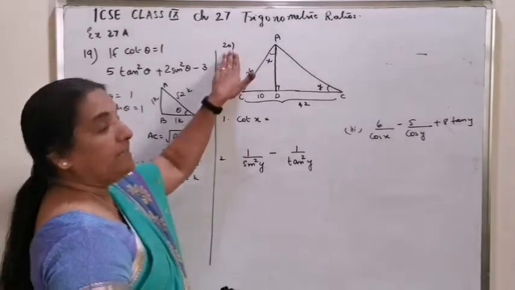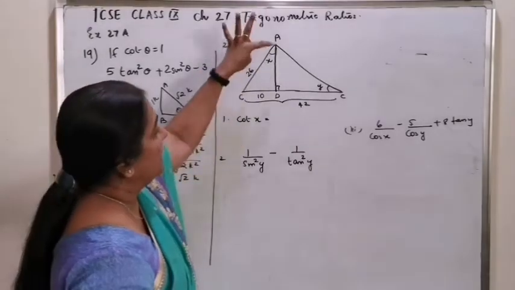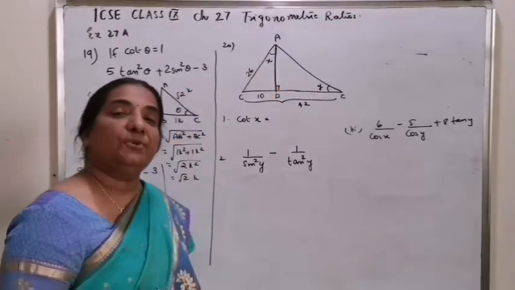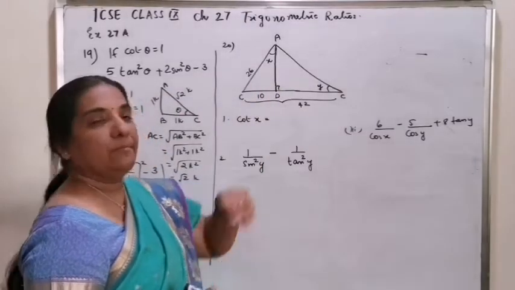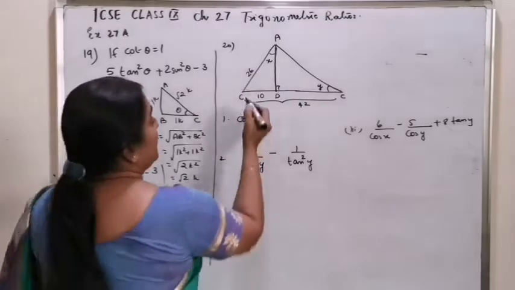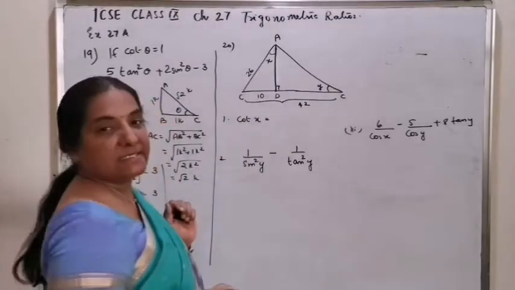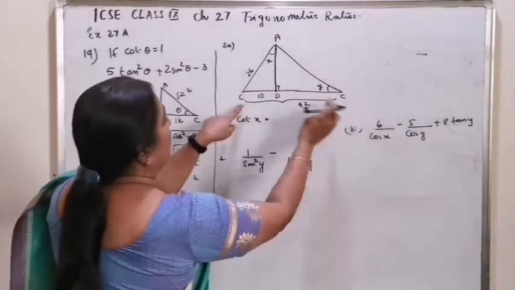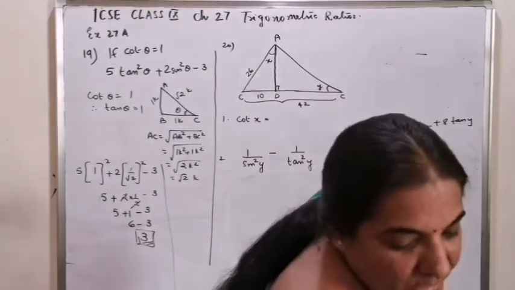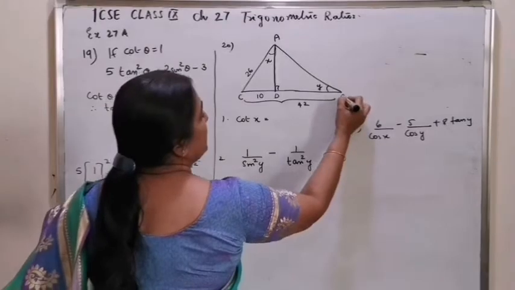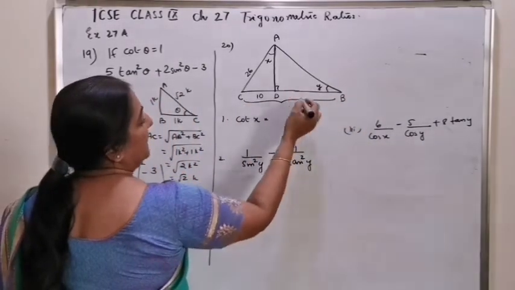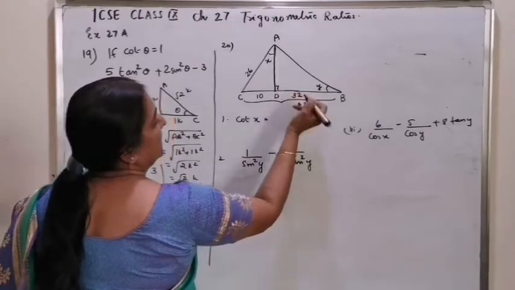And now number 20. In the given figure, AD is a perpendicular. The following measures are given. You need to find the remaining measures. AC is given as 26. CD is given as 10. The total length of BC is given as 42, which shows that BD length is 42 minus 10, 32.